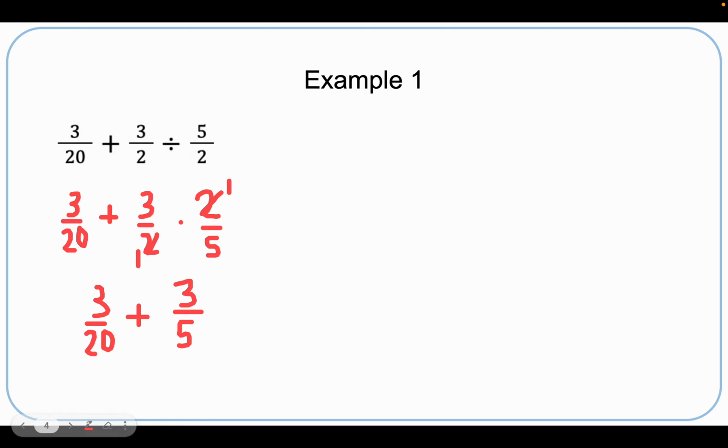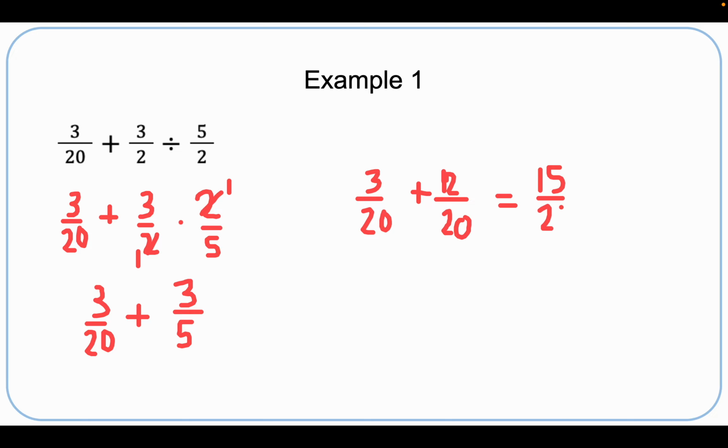And remember, in order to add fractions, we need to have common denominators. So our least common denominator here would be 20. So we have 3/20 plus 12/20. And so we have 3 plus 12, which equals 15/20, and we always want to reduce our fraction to lowest terms, so this could actually be reduced to 3/4.